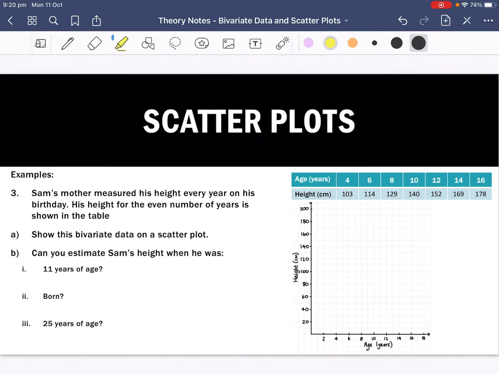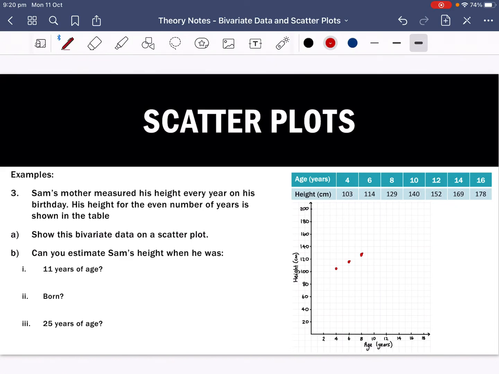So our last example is that Sam's mother measured his height every year on his birthday. His height for the even number of years is shown in the table. Show this bivariate data on a scatter plot. Okay, so we're going back to our scatter plot. So our first one is 4 and it's 103, roughly there. Then we have 6 and 114, which is roughly there. Oops, 6 is actually there. My bad. And then we have 8 and 129, which is roughly there.